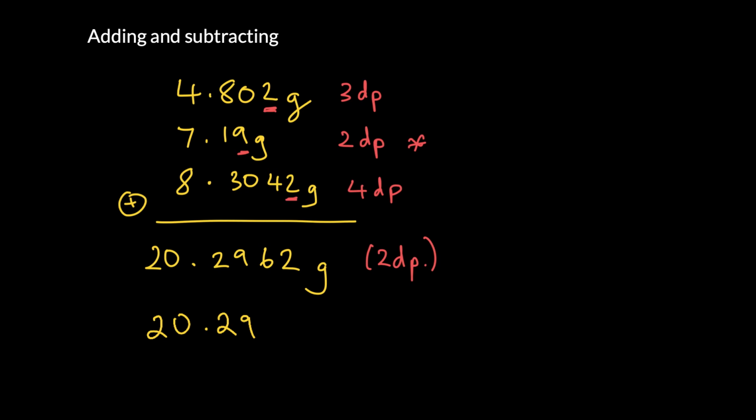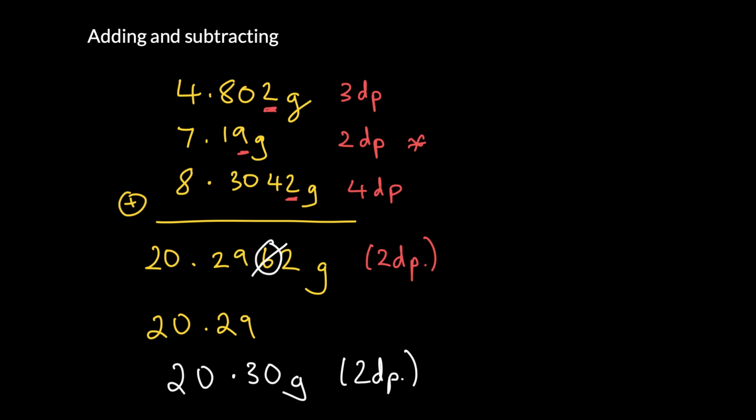20.29. Okay, now we are eliminating a 6 here. And the rules of rounding basically say whenever you remove a number that is a 5, a 6, a 7, an 8, or a 9, then you round up the number that remains by 1. So the 9, if you like, would round up to a 10. And of course, we don't write a 10 there. We can only write a single digit. So that would mean that the final number is 20.30 grams. So this has 2 decimal places.